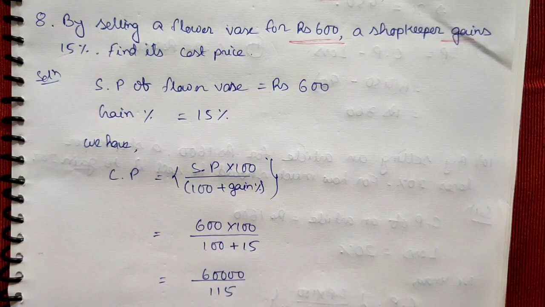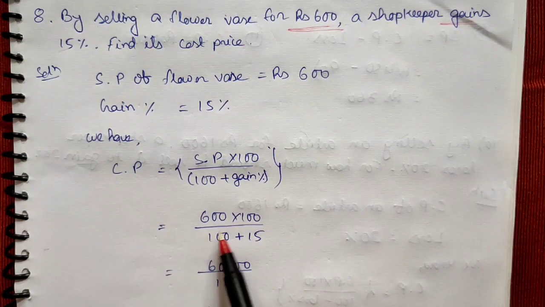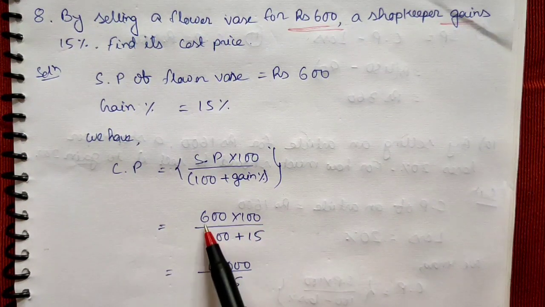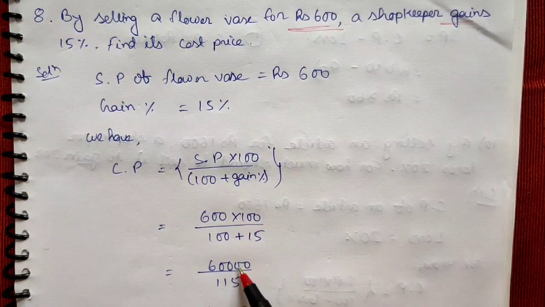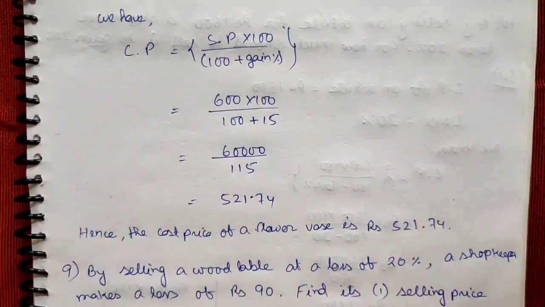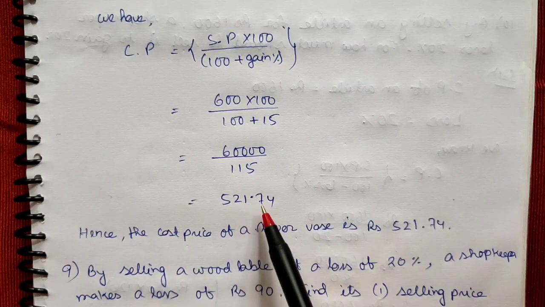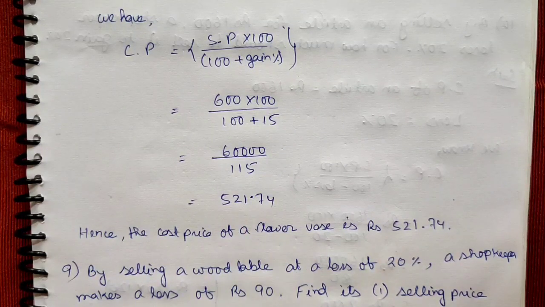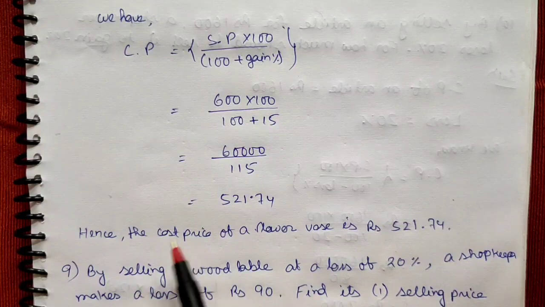Now 6 into 100 is how much? 6 into 1 is 6, then these two zeros we have put, then 100 plus 15 is how much? 115, isn't it? Now if we divide 60,000 by 115, we get the result 521.74, which is our required cost price of the flower vase.